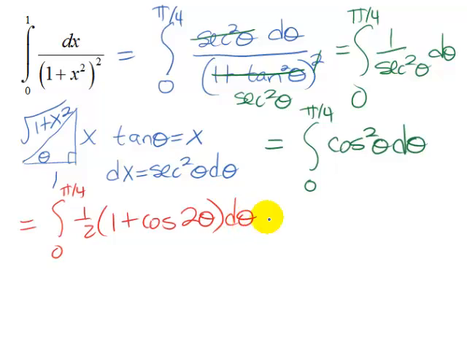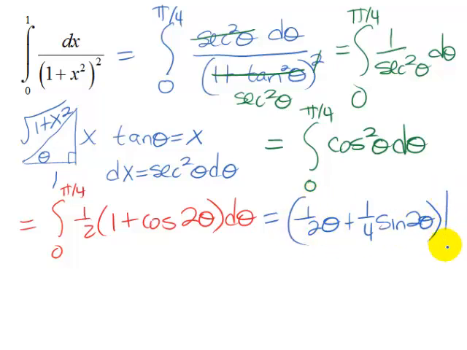We can now go ahead and perform the integration then, and that looks like that will be 1/2 theta and then plus 1/4 sine 2 theta, and that needs to be evaluated from 0 to pi over 4.